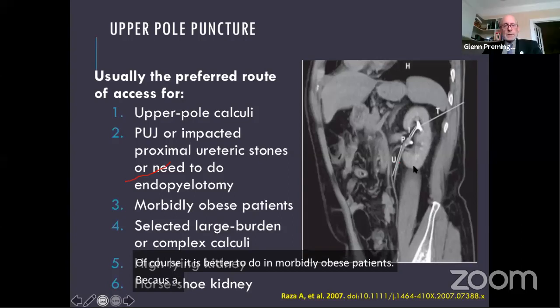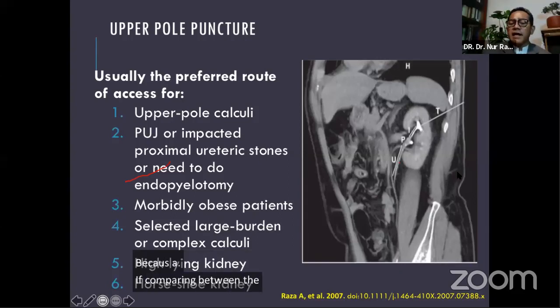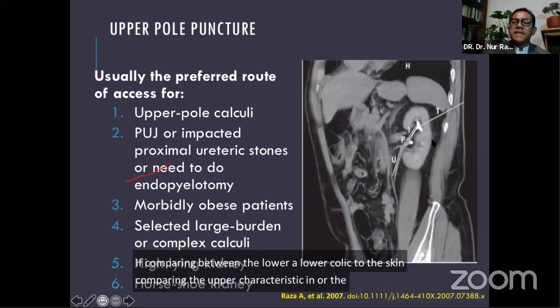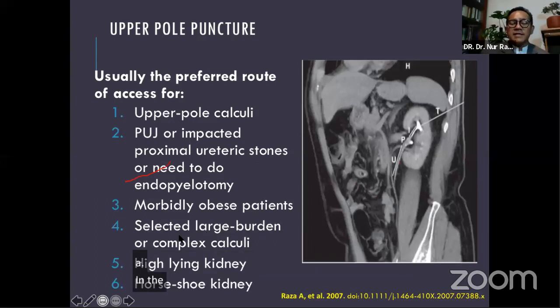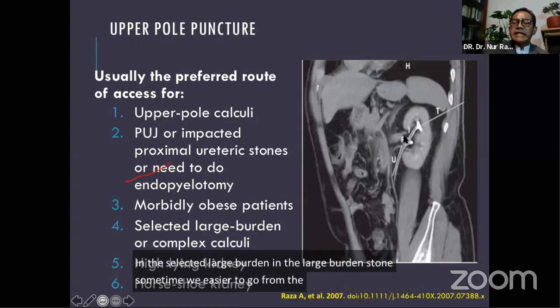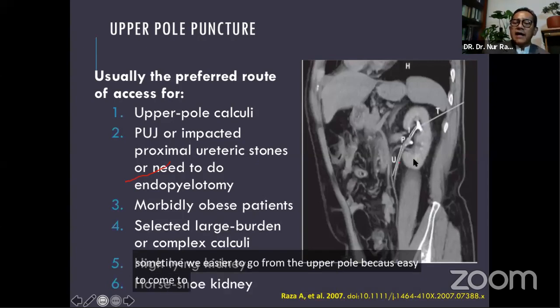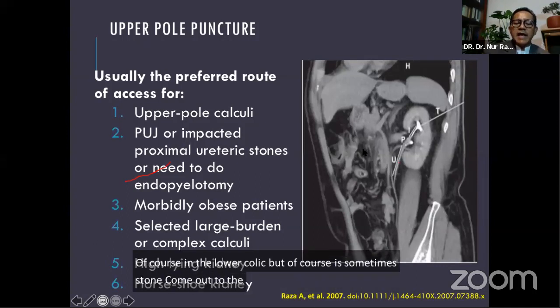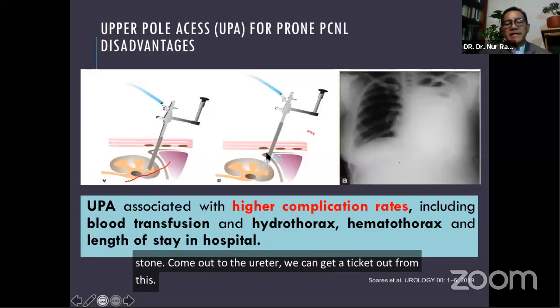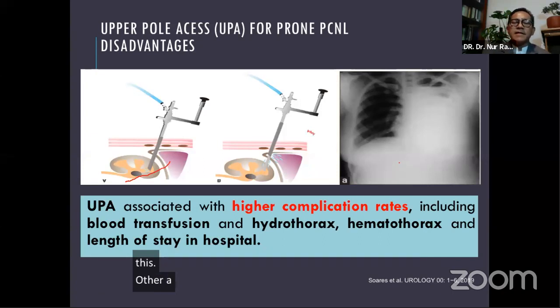if comparing the lower calyx to the skin with the upper calyx to the skin, of course the upper calyx is closer. And with a selective large-burden stone, sometimes it is easier to go from the upper pole because it is easy to reach the lower calyces. And if sometimes the stone comes out to the ureter, we can take it out from there. This is the advantage of the upper pole puncture.